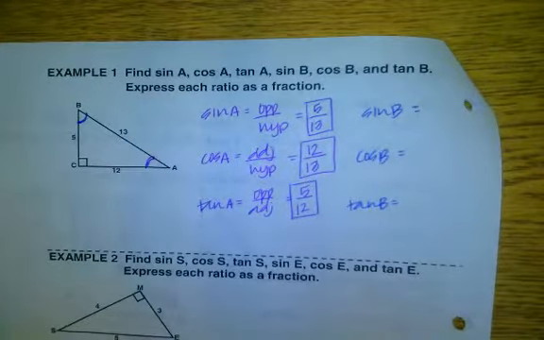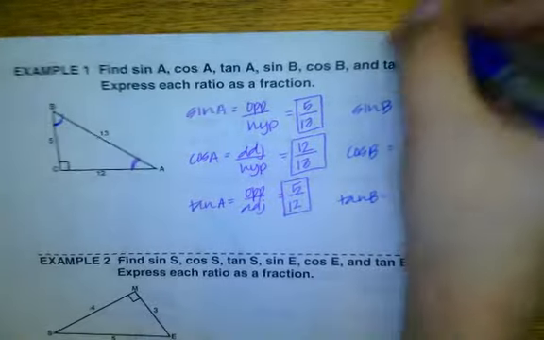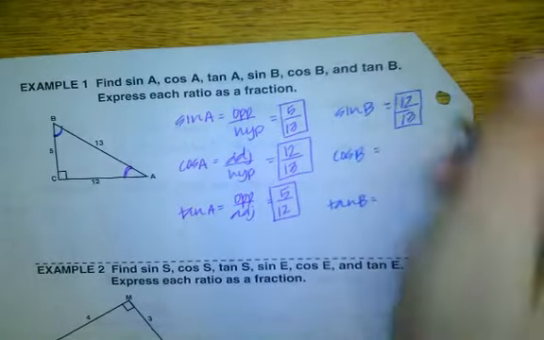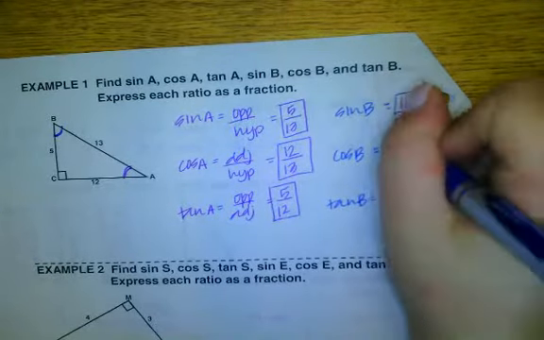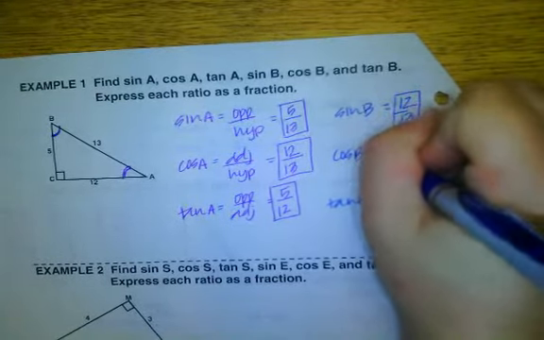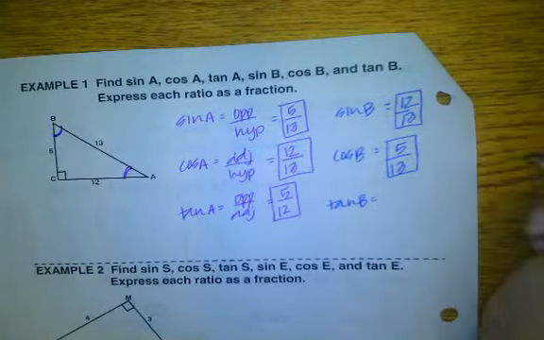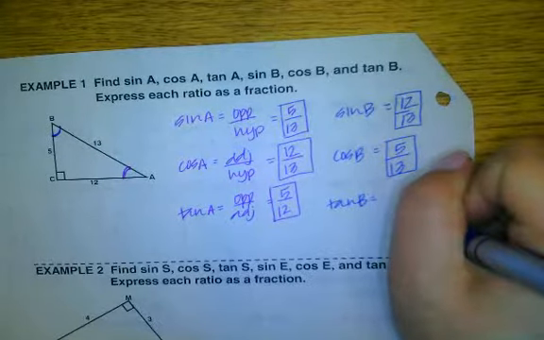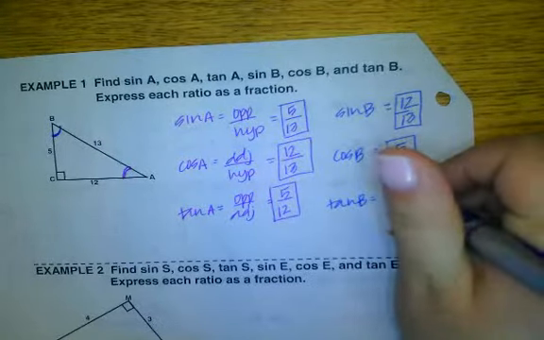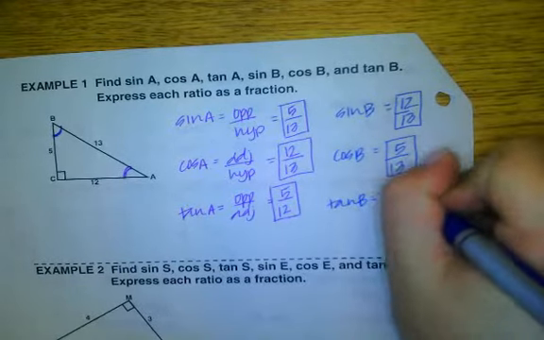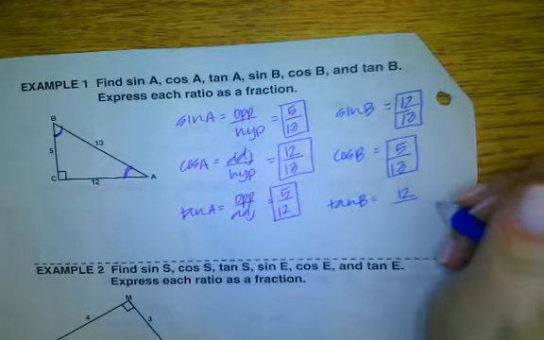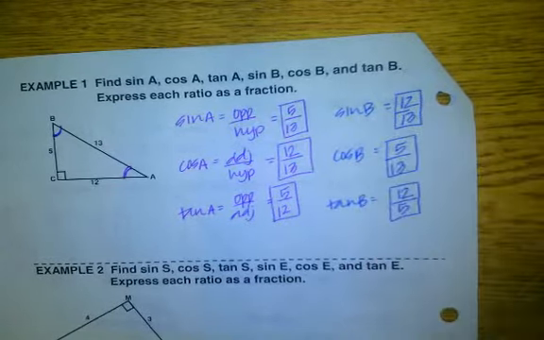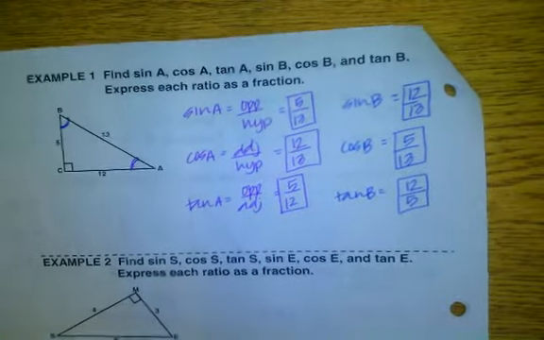Hannah, what's sine of B? 12 over 13. Very good. Emma, cosine of B. Very good. And Ishmael, tangent of B. What is opposite of B? 12, and the hypotenuse? Or not the hypotenuse, the adjacent angle? 5. Do we agree? So far, so good?